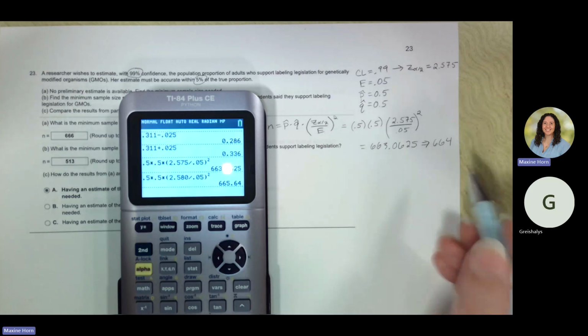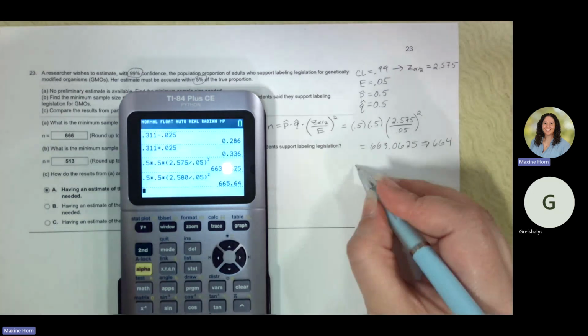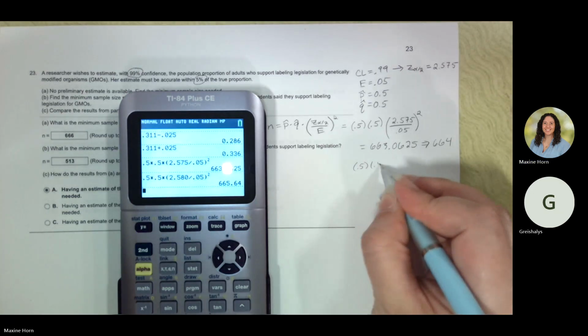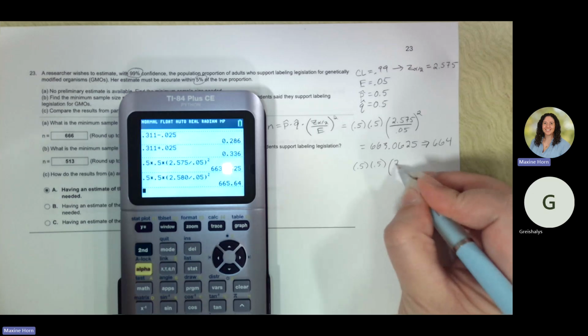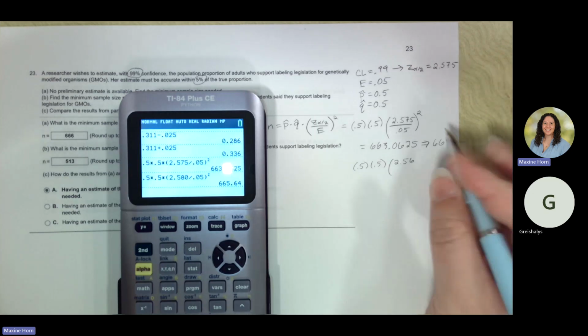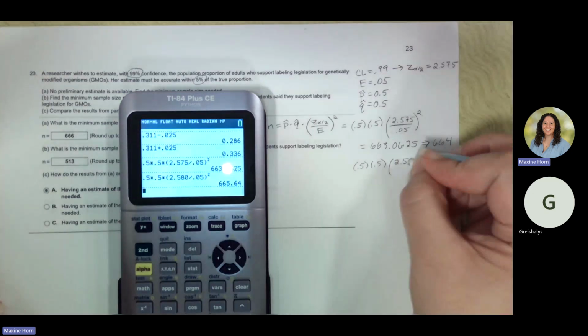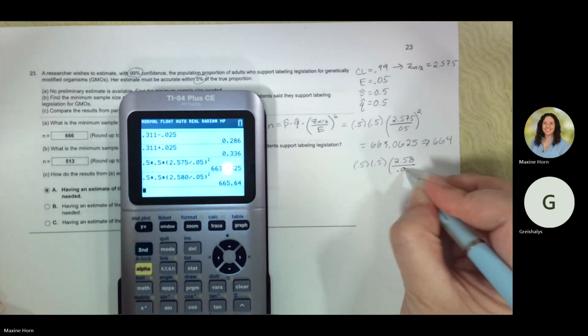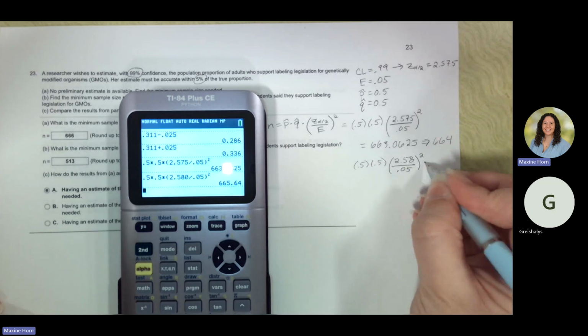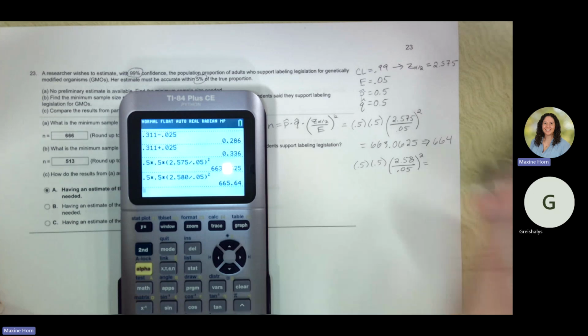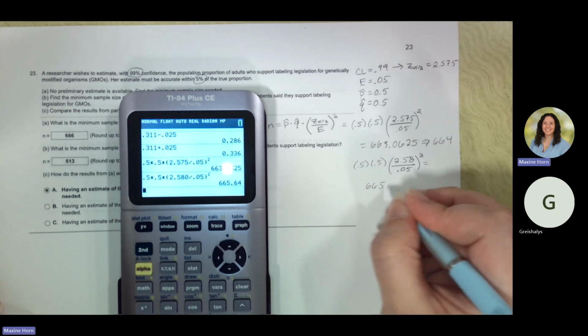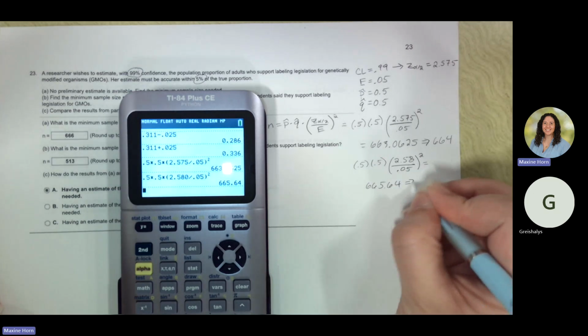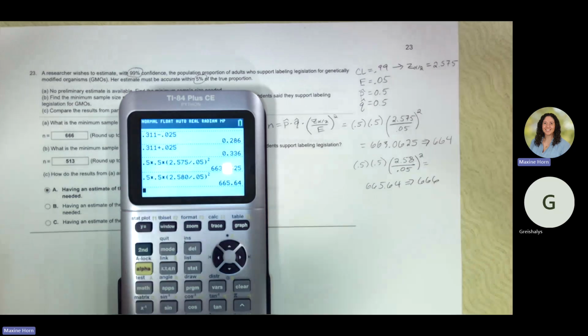Or if they take their z-score and round it to 2 decimal places and use 2.58, since 2.575 rounds to 2.58. If they go to 2 decimal places there, they get 665.64, which goes to 666.